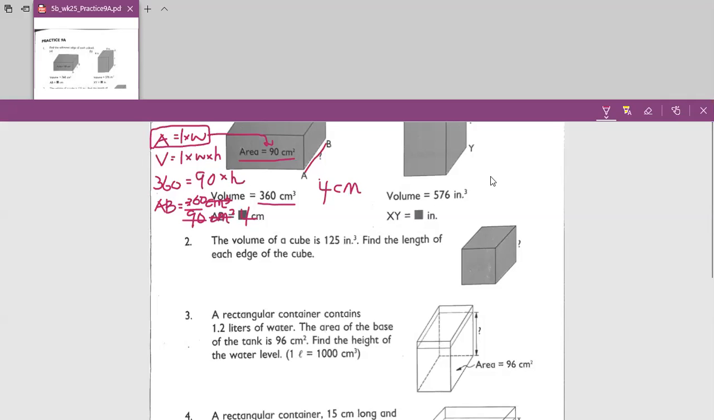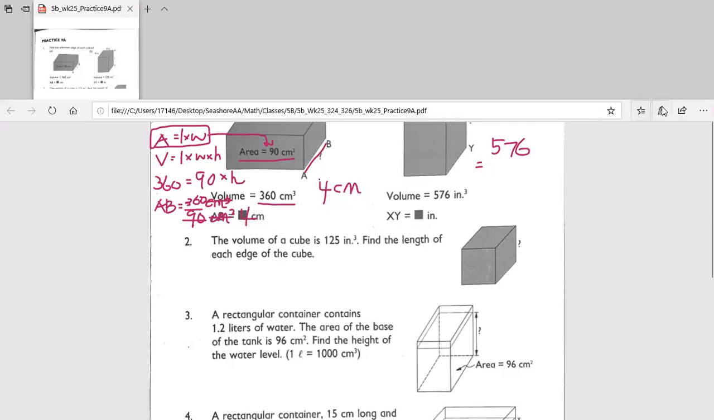And now we're gonna continue on B. Again, we're gonna use the same concept. Okay. So this is 576. This is a volume, will be equal to, let me take away this bar.